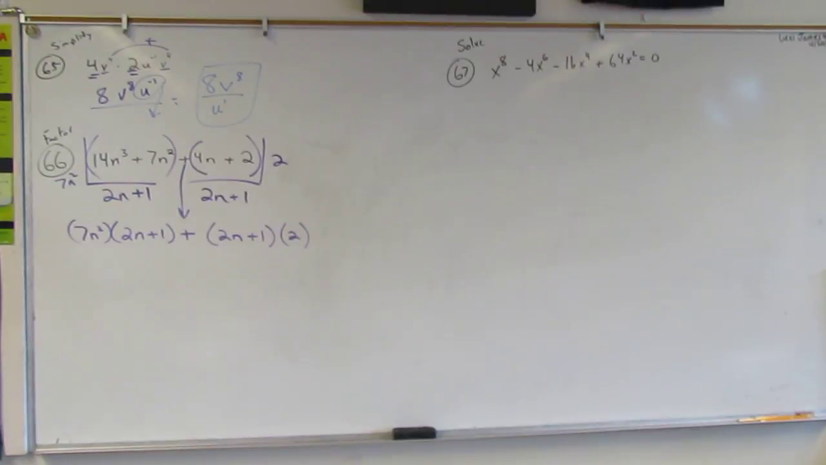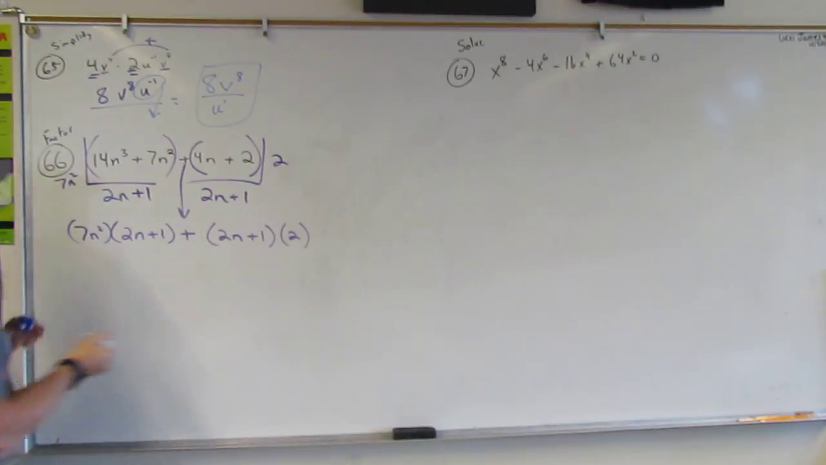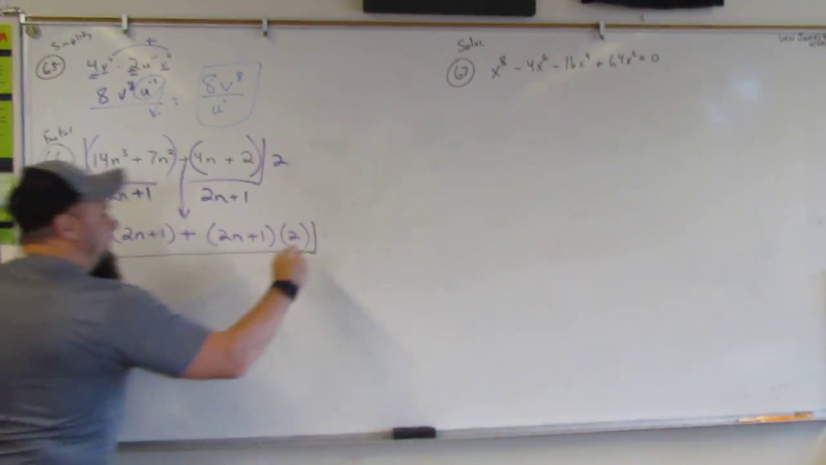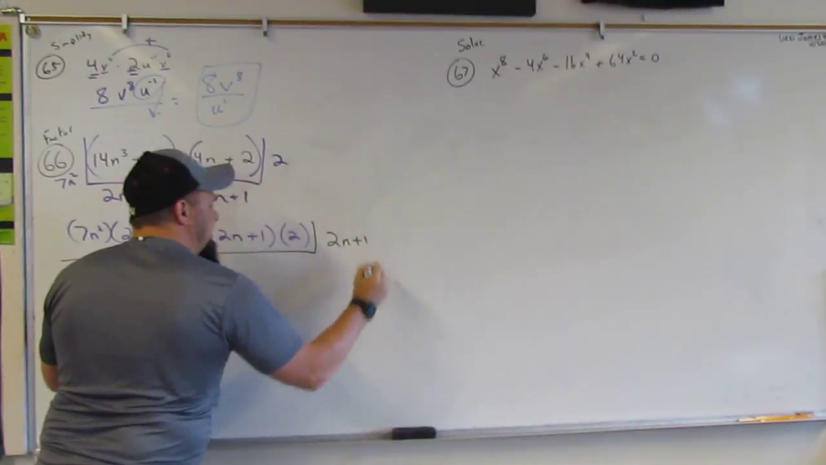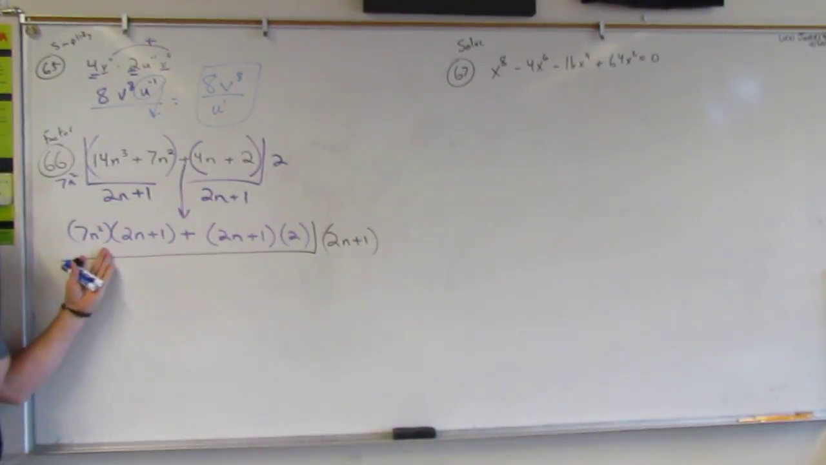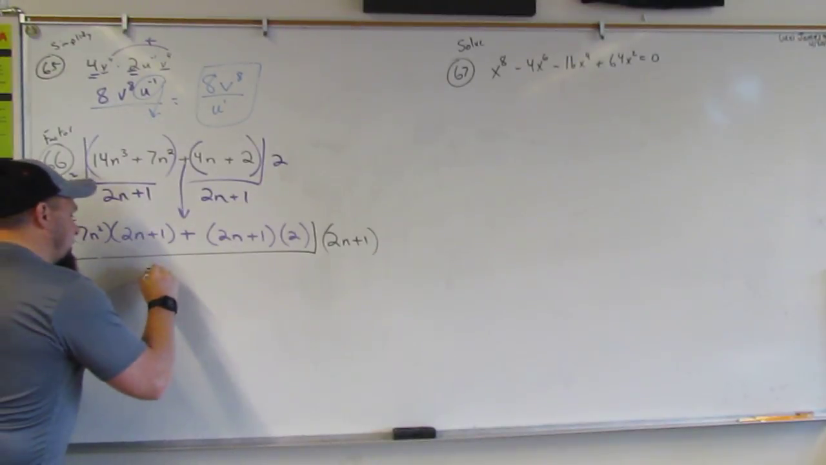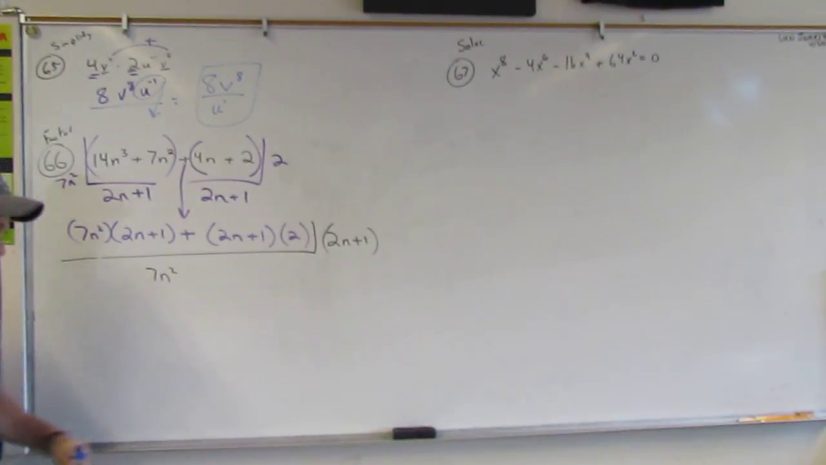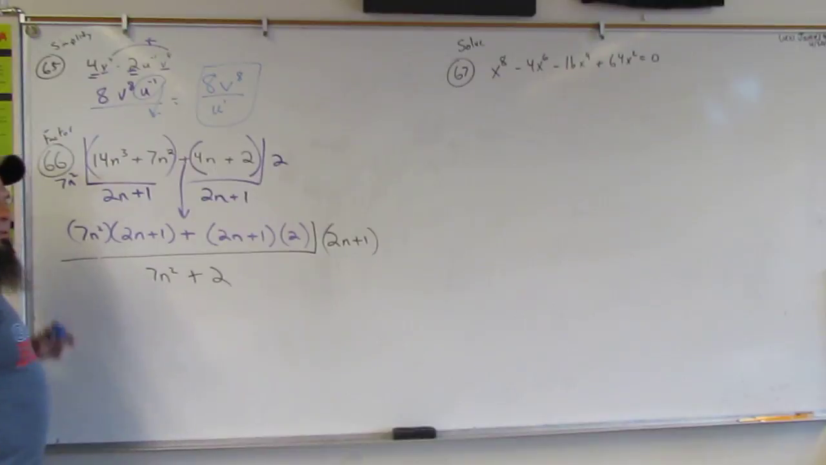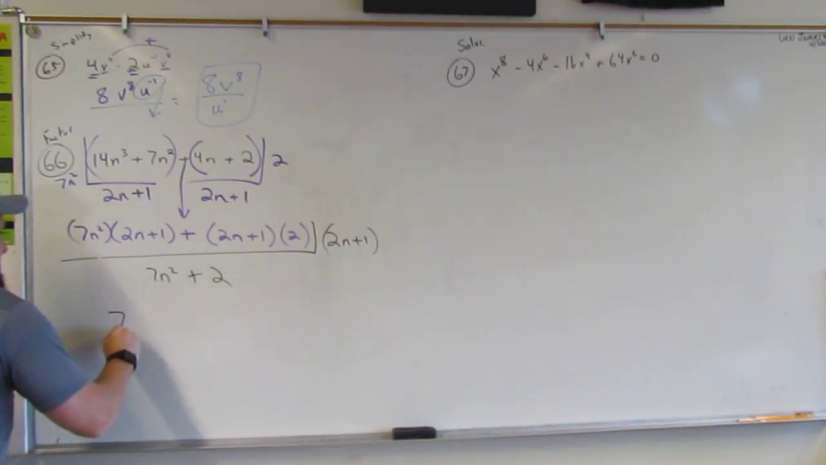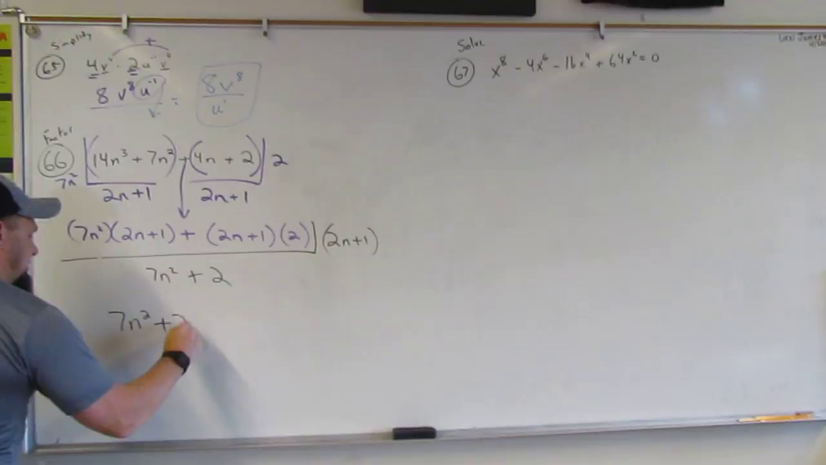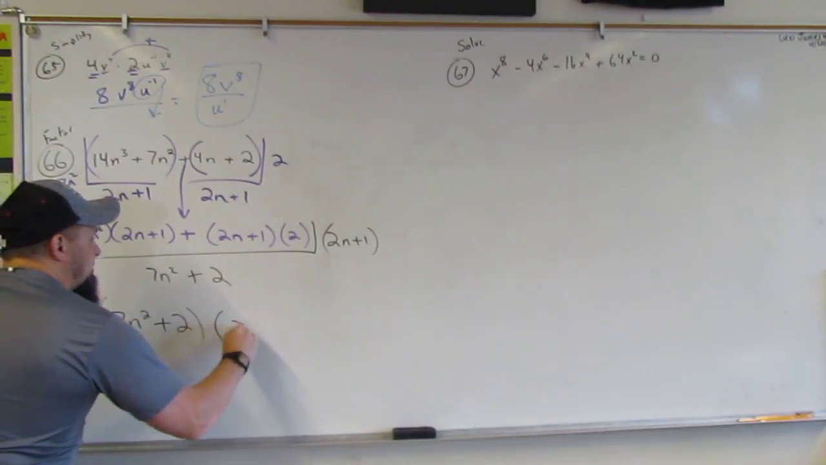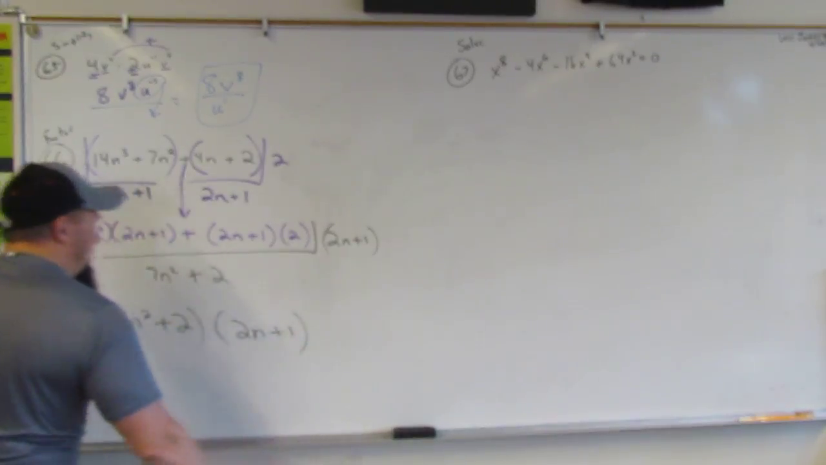What's common? What's common here? 2n plus 1. Yeah. And so I'm going to pull that out. 2n plus 1. Right? And so what's left here if I take the 2n plus 1 out? 7n squared. And what's left over here? 2. Good. So plus 2. And so we're left with 7n squared plus 2 times 2n plus 1.